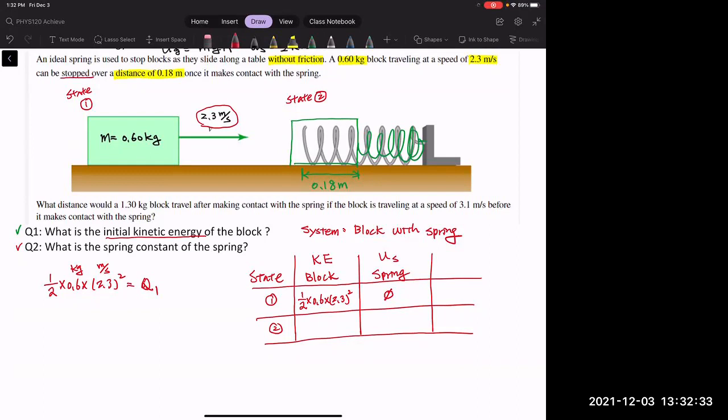When it stopped, meaning the block has 0 velocity, the kinetic energy will be equal to 0. But where does the energy go? The energy goes to the potential energy of the spring. So the potential energy of the spring is 1/2 k x squared. And what is x? x is 0.18. What is k? We don't know. It wasn't given, so that's the one that we try to find. Now we can use the so-called conservation of energy to find the answer.